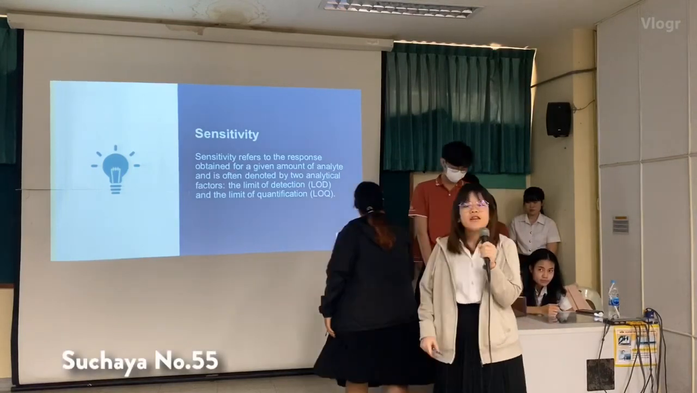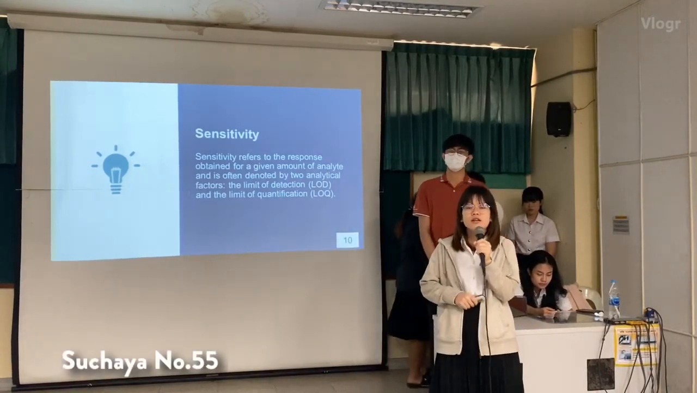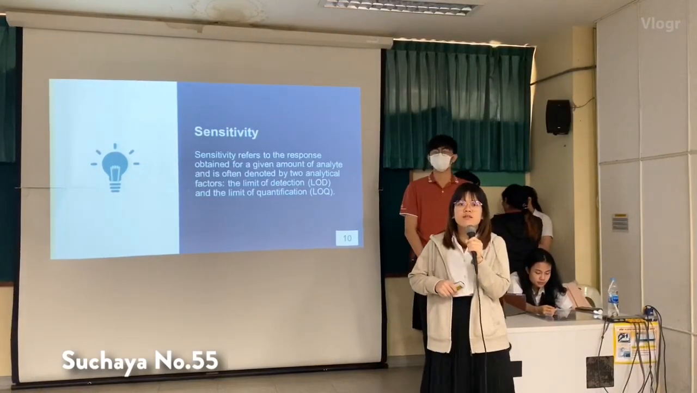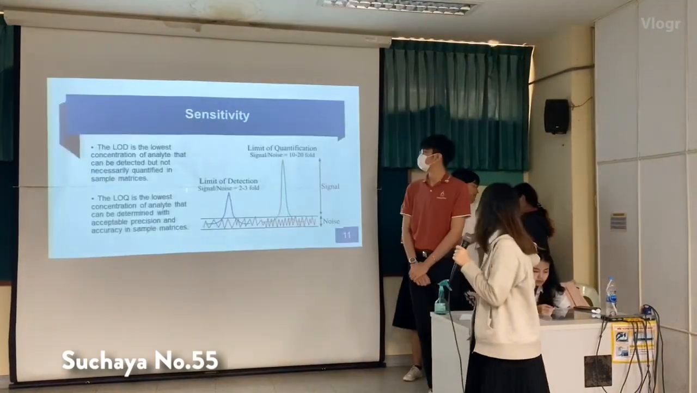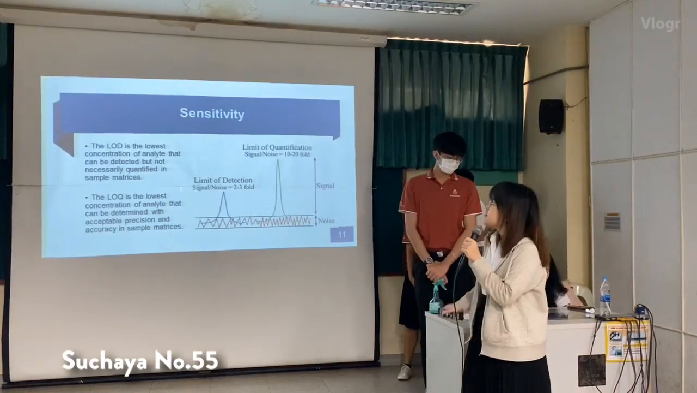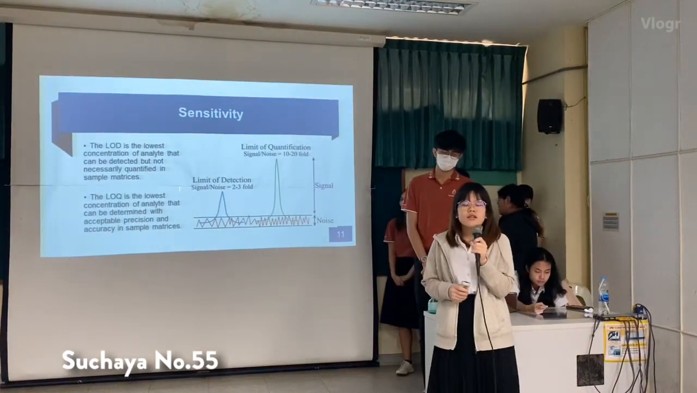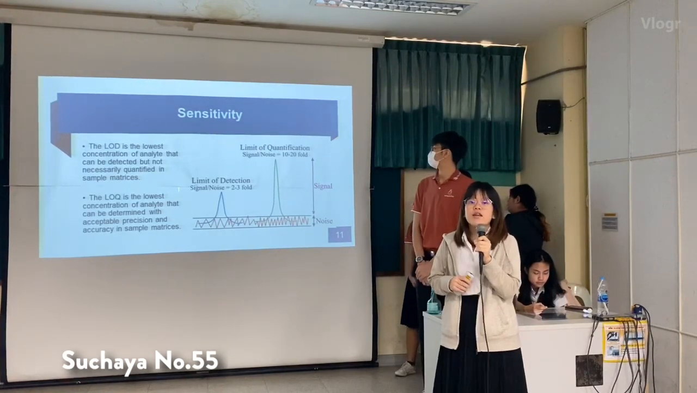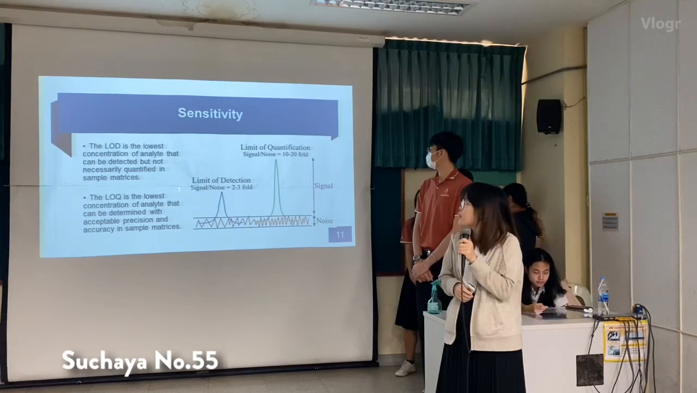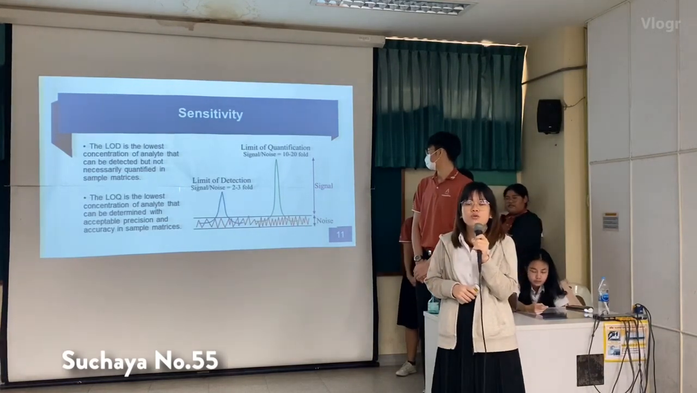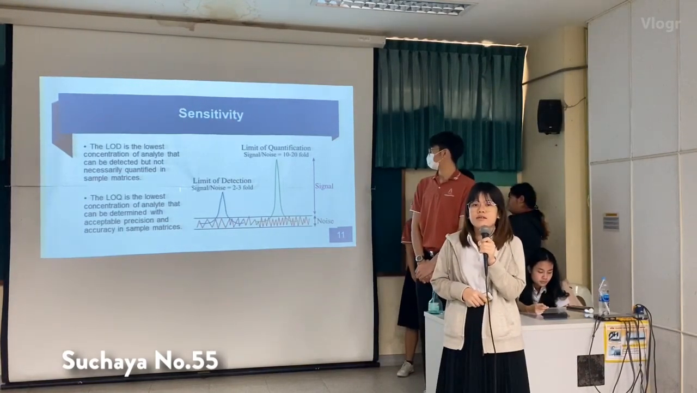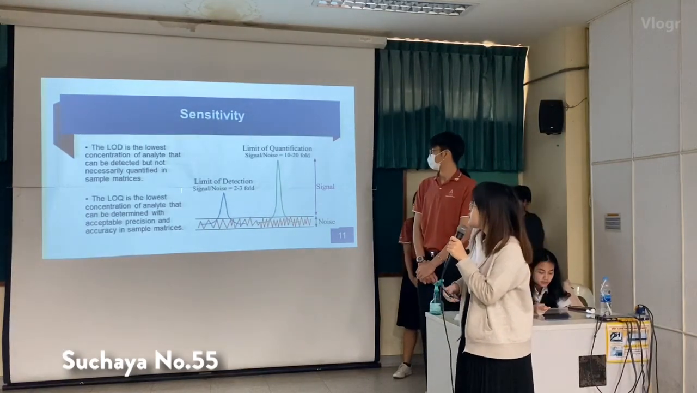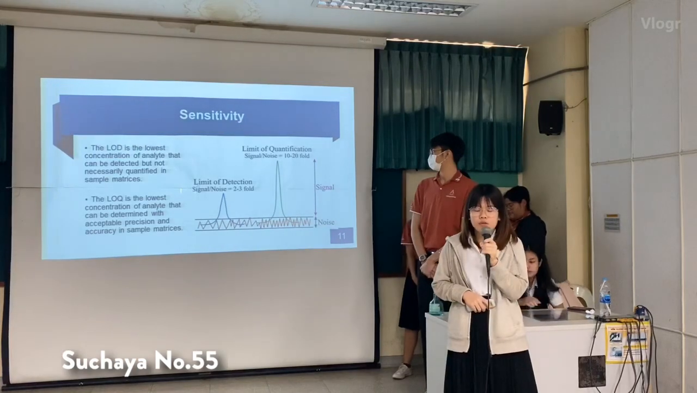Okay, sensitivity has two main factors to analyze: the limit of quantification and the limit of detection. In this curve is the limit of detection. The limit of detection is the lowest concentration of analyte that can be detected, which is used to show the difference between analyte and a substance, and that has a signal to noise ratio of 2 to 3 fold.